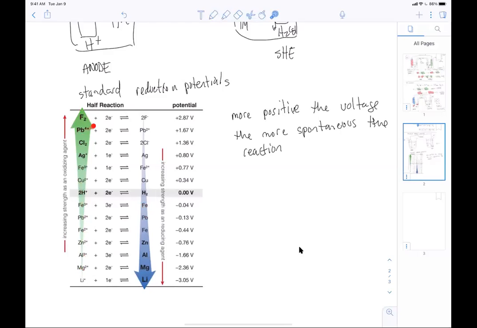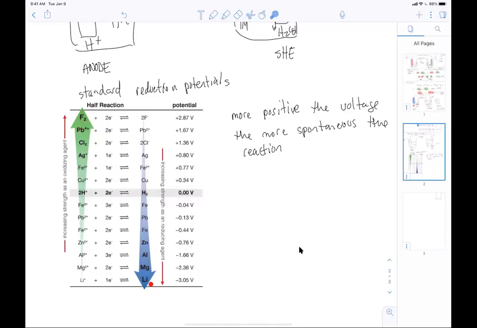The only other note about this table, which is what I've already said: things at the top are easy to reduce, that they have positive voltages. That's for standard reduction potentials. That means that things at the bottom are hard to reduce. And so if we want to put that in a different terminology that we'll use in electrochemistry, we could say that these have increasing strength as oxidizing agents, which is another way of saying that they're easily reduced. And these have increasing strength as reducing agents, at least on this side, which is another way of saying that they're easily oxidized.